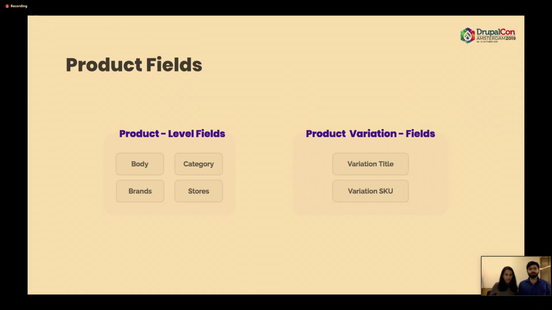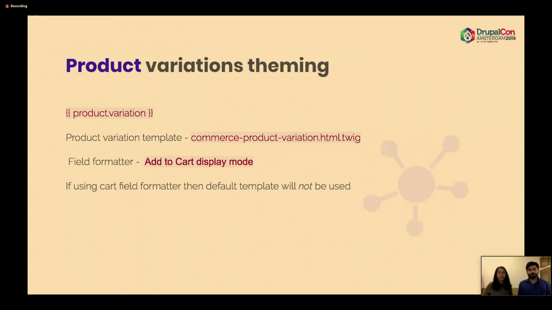Second is the product variation field, as these fields will change based on variation. For example, the product image will change based on variation. To print a product variation level field, you can use product.variation_fieldname. You can simply print the product variation using product.variation.